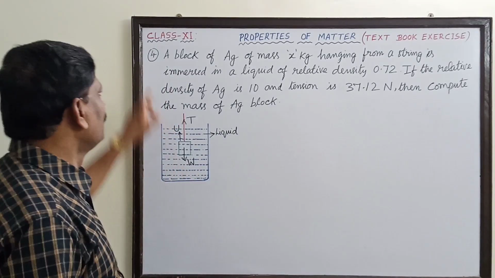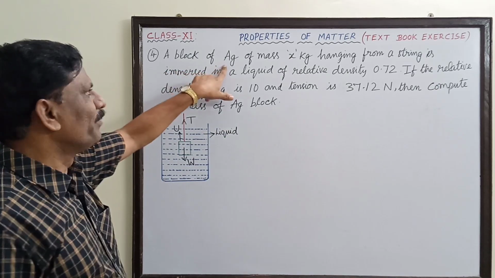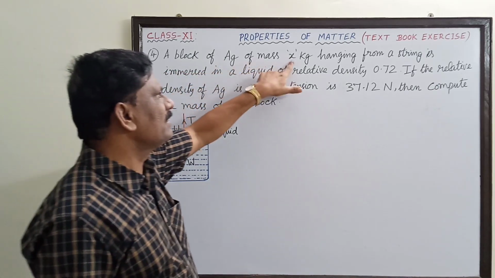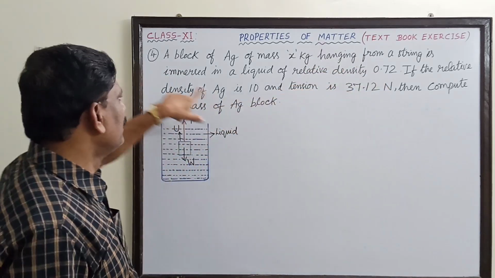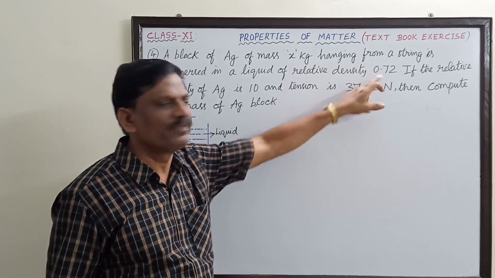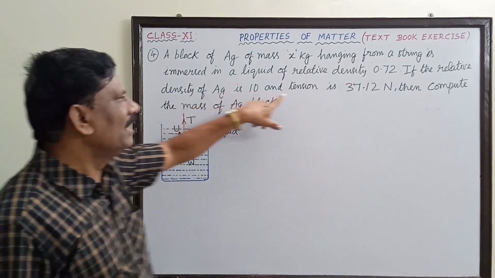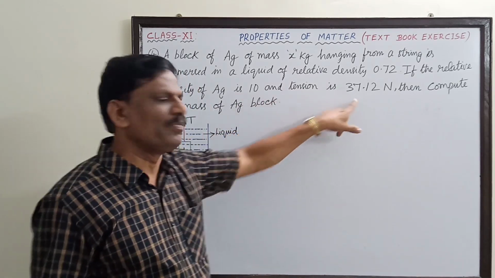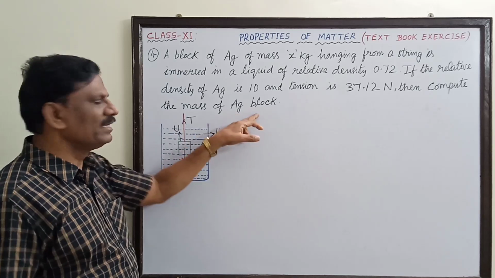Hi students, now problem number 4 in the textbook exercise. A block of silver of mass x kg hanging from a string is immersed in a liquid of relative density 0.72. If the relative density of silver is 10 and tension is 37.12 Newton, then compute the mass of the silver block.